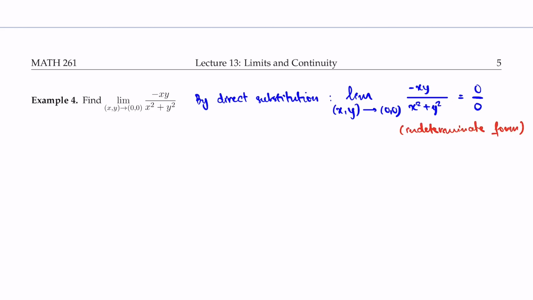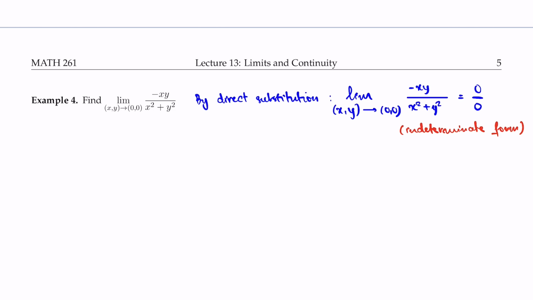Now we're going to apply the two-path test for non-existence of limits. The procedure for this type of limit is that you find the limit along the path x equal to 0, that is the y-axis, and then you find the limit along the path y equal to 0, that is the x-axis. If the limits along these two paths are equal to one another, then you move on to the third path, which is the limit along the path y equal to x.